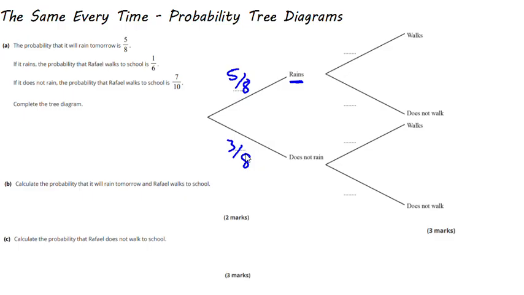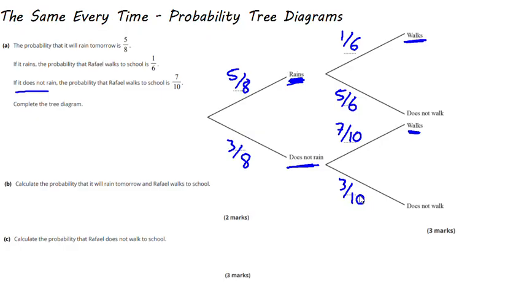Now, if it rains, the probability that Raphael walks to school is 1/6. So we're still on this part here. If it rains, the probability he walks to school is 1/6. And I can also now fill in this probability, 5/6. Does not walk to school. Now, if it does not rain, the probability that Raphael walks to school is 7/10. So 7/10 there, so this probability must be 3/10.